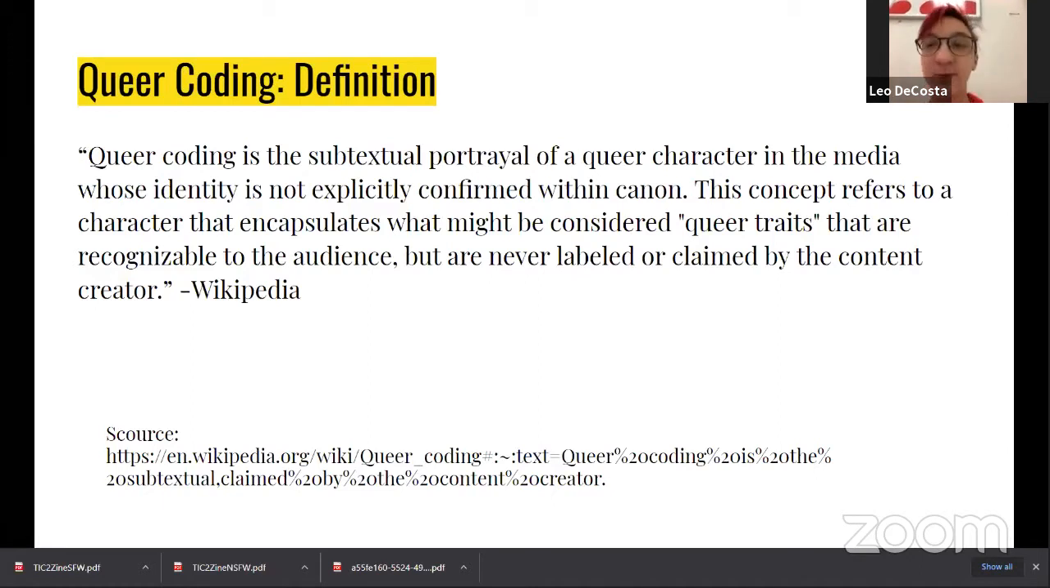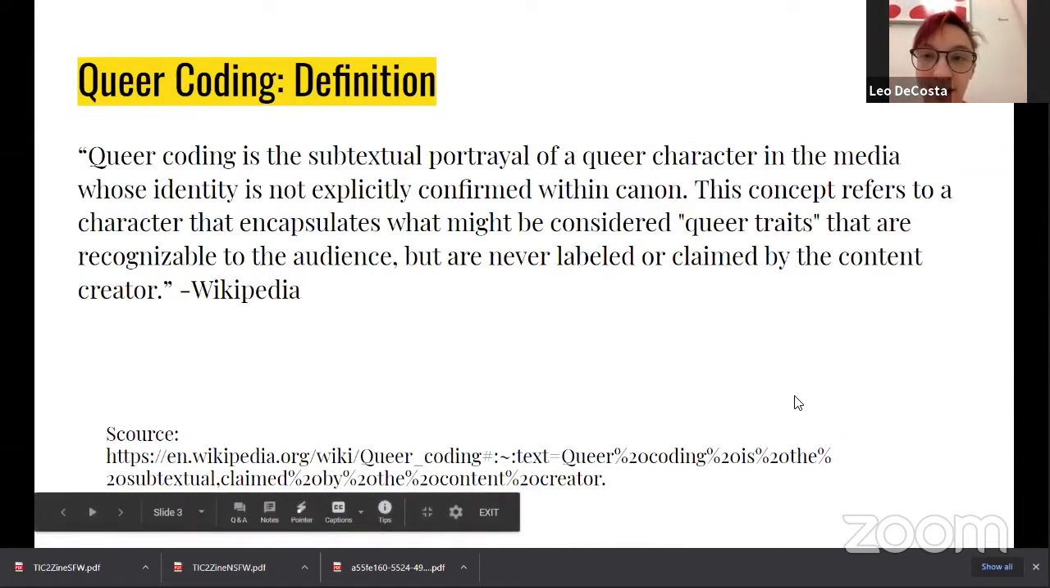So today we're going to be talking about queer coding and how it affects how people interpret Crowley and Aziraphale. Obviously we have to start by having a basic discussion of what queer coding is. According to Wikipedia, queer coding is the subtextual portrayal of a queer character in the media whose identity is not explicitly confirmed within canon. The concept refers to a character that encapsulates what might be considered queer traits that are recognizable to the audience, but never labeled or claimed by the content creator. So basically, the character seems to be LGBTQ+, but it's never explicitly stated within canon what that character's sexuality is.